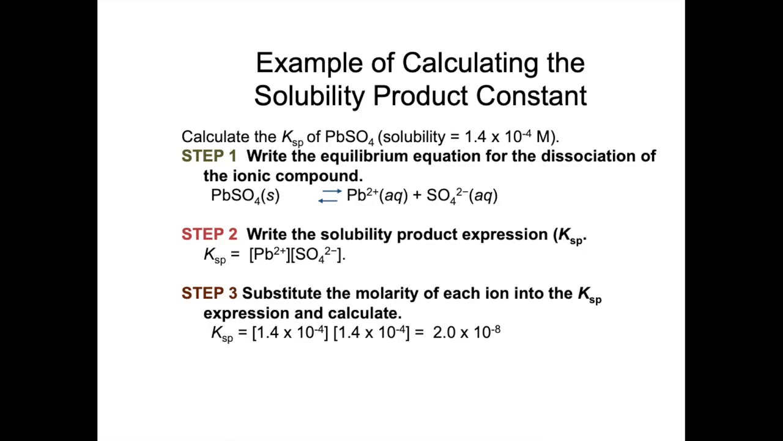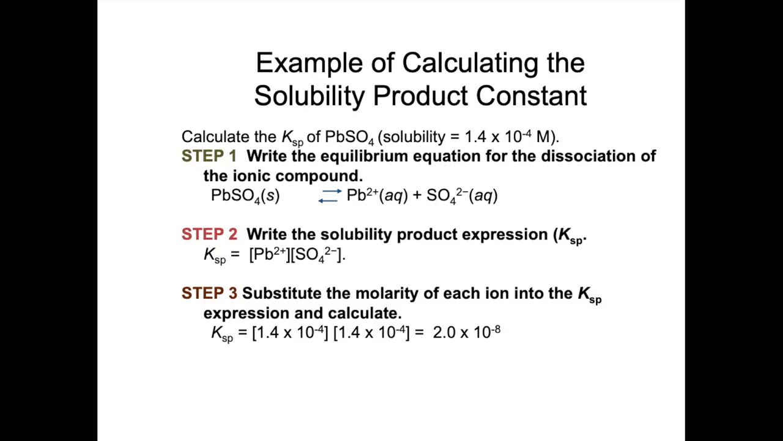Well, first of all, let's write out the KSP expression. And before we get to that, let's first write out an equilibrium. So here we have our lead 2 sulfate. It's going to split into lead 2 plus ions and sulfate ions. So it's SO4 2 minus. All right, there's one of each of these ions. It's just the formula of lead 2 sulfate, just PbSO4.